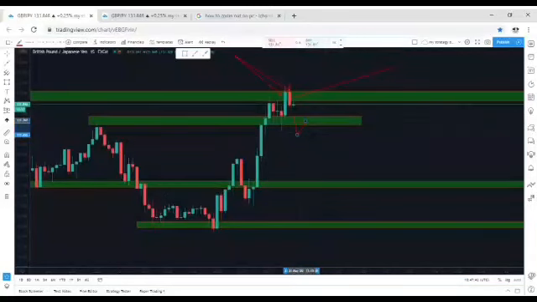Then we can look for price. You can see this is a very good trade to this space. Now, can you see this is a very good trade to this zone?